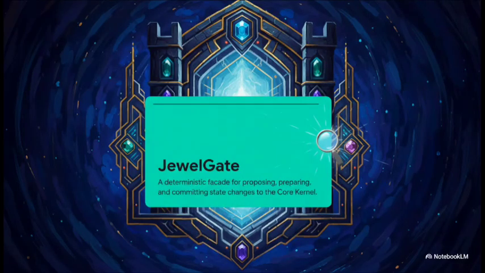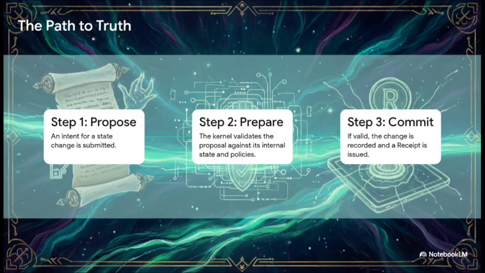The best way to think about it is like a high court, or a gatekeeper for reality itself. It's described as a deterministic facade, which is a fancy way of saying it follows a very strict, predictable process to decide what is true and what isn't. Nothing, and I mean nothing, becomes reality for this system until it gets the stamp of approval from Jewel Gate. And that process is always these 3 steps, no exceptions.